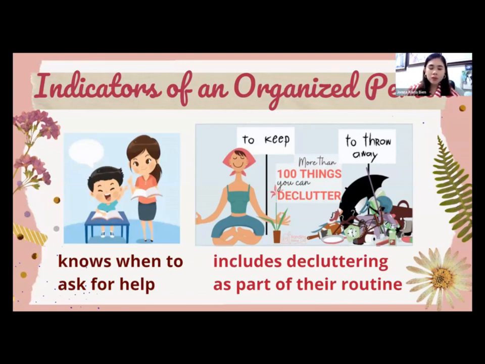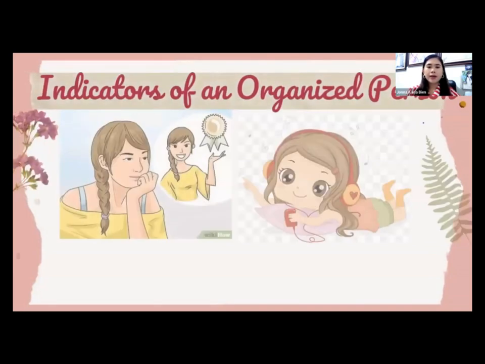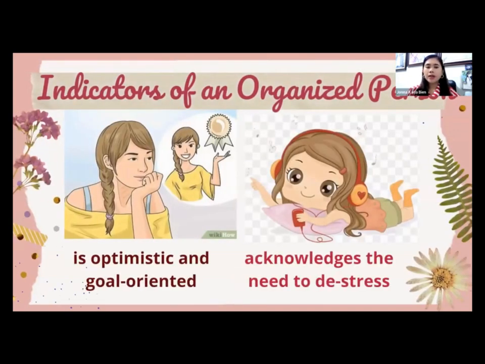If you will be so much preoccupied with a certain thing, I'm telling you, your focus and your concentration will not be on what is in front of you and what is to be carried out at this moment because your mind is being filled with thoughts of other things that are worrying you. Okay? And then here, an organized person is optimistic and is goal-oriented. We go back again to setting of the goals.